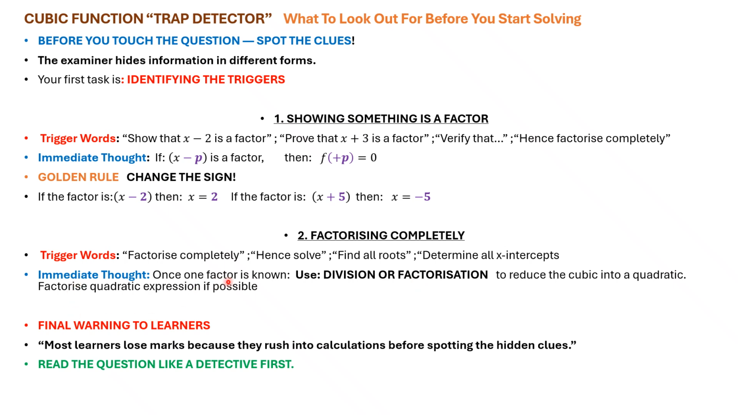Immediate thought: once one factor is known, we're going to use the factor theorem to find it. Then we're going to use division or factorization and reduce the cubic into a quadratic times a binomial, and then we factorize the quadratic if possible. Now, final warning: you'll lose marks because you're rushing to calculations and you won't spot the hidden clues. So be careful, read the questions. Do we just want something as a factor, or do we want it factorized completely?